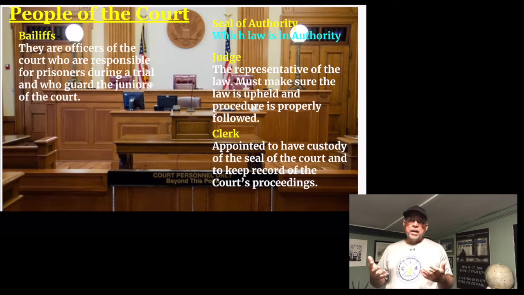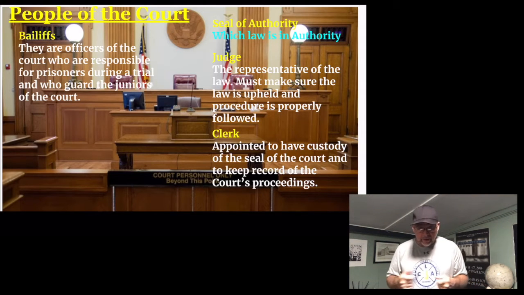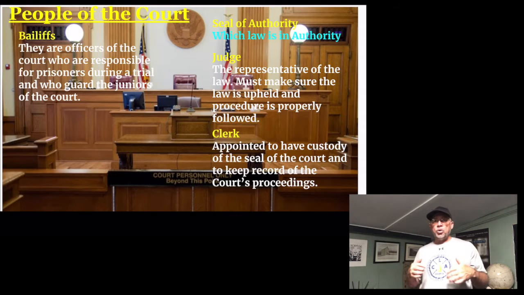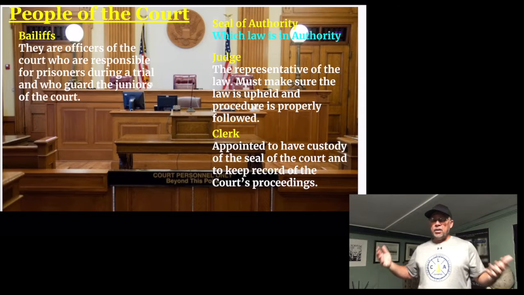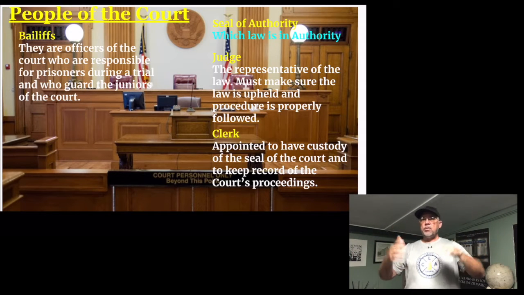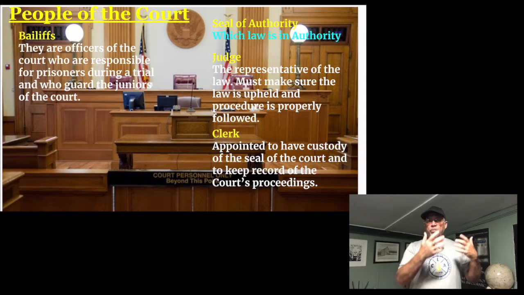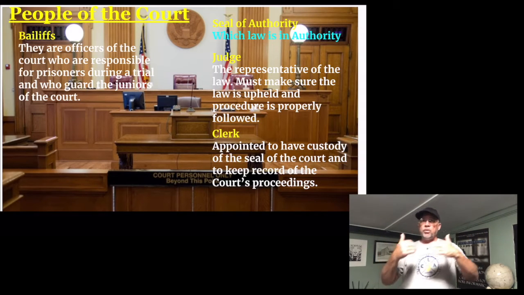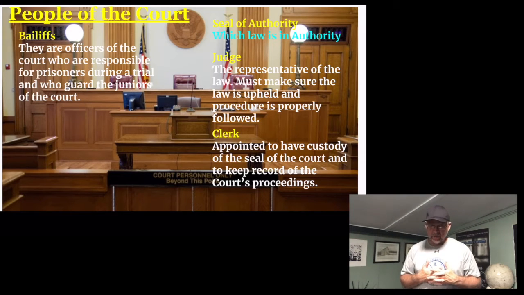The next one is the bailiffs. Okay, they are officers of the court who are responsible for prisoners during a trial and who guard the juries of the court. And you've all seen the bailiff when the judge gets ready to come in. He calls everybody to rise. He introduces the judge. The judge comes back in. Everybody sits down. And so the bailiff also brings in the prisoners, takes the prisoners out, the ones that are standing trial on those particular days.